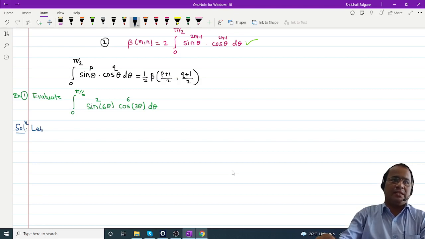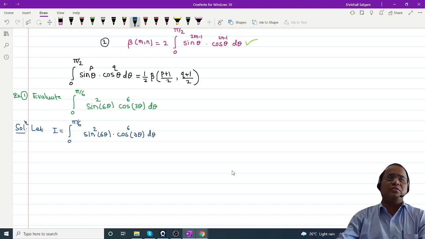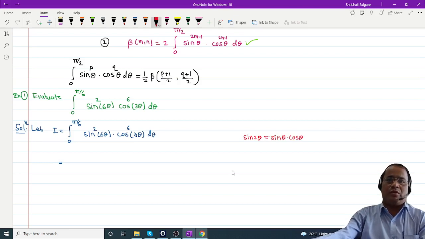So let I equal the integral from 0 to pi by 6 of sine square 6 theta into cos raised to 6 of 3 theta. First I will try to convert the given integral to equal angles. For that, can anyone tell which property I should use here? Sine 2 theta. Very good. So here I will use the result sine 2 theta is equal to 2 sine theta into cos theta. I forgot to write 2. Okay, I will adjust here.